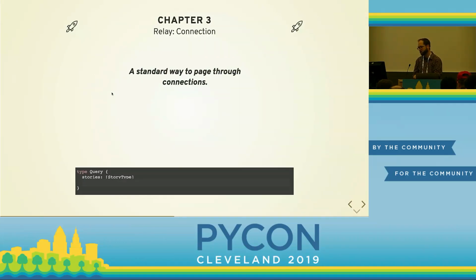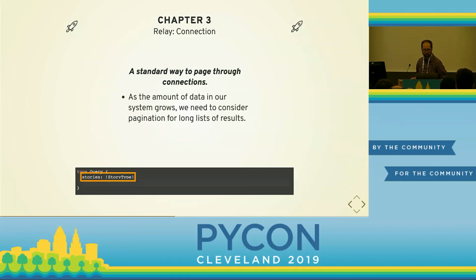All right, so the next bit about relay compliance is the connection. Like I mentioned before, we have an array of stories here. And as that list grows, we need a way to page through the connection. Since we don't want to send 1 million records back to the client, we need them to tell us how much they want. So we need pagination.